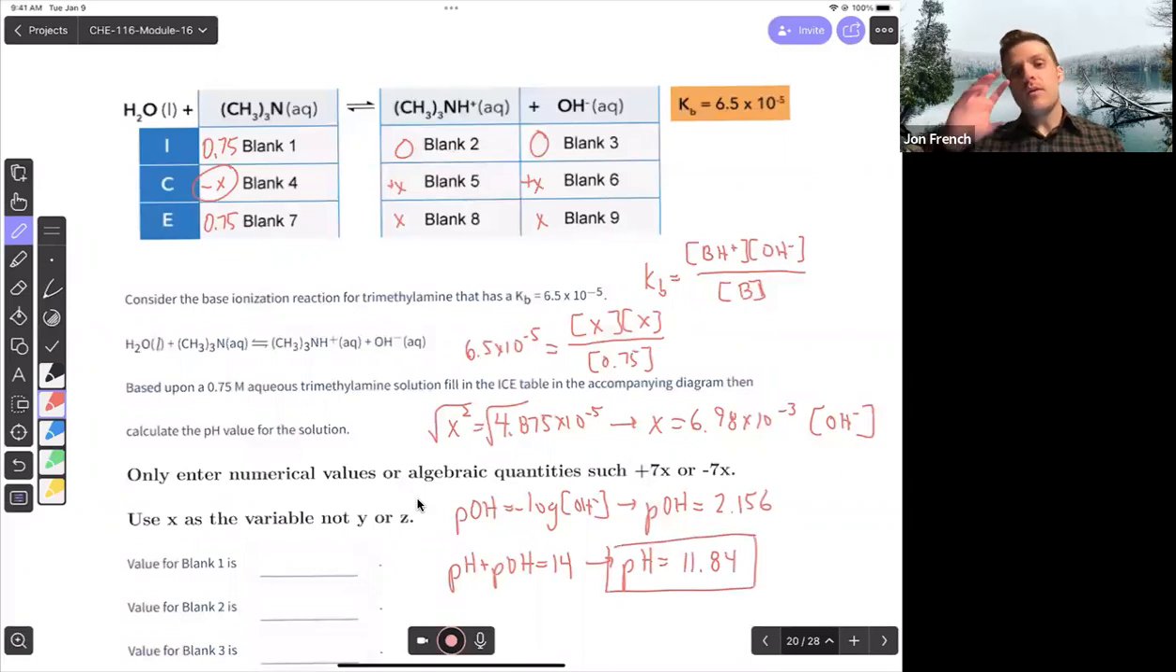When you're working with Kb, when you're working with bases, we usually find hydroxide first, but the problems usually ask for pH. So you have to go hydroxide, pOH, then pH. And as someone pointed out in office hours today, if you make that mistake, the wrong answer will be there. So pOH will be there as an answer. All right, any questions on 7 or 8?